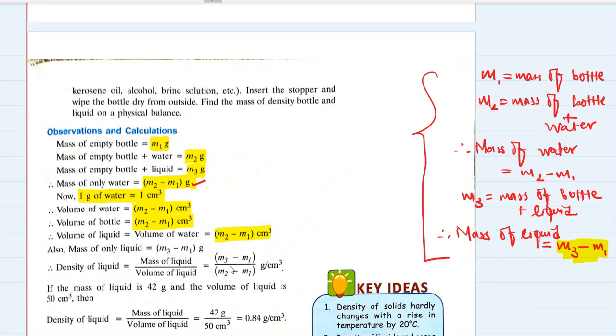जितना वाटर होगा उतना ही वॉल्यूम बॉटल का होगा और उतना ही वॉल्यूम लिक्विड का होगा जिसको वो बॉटल में रखेंगे. So we know the volume of liquid is M2 minus M1 centimeter cube, and the mass of liquid is M3 minus M1 grams. So the density of that liquid is M3 minus M1 grams upon M2 minus M1 centimeter cube.